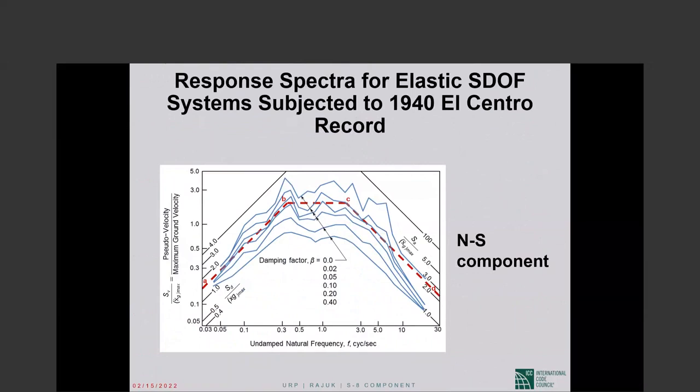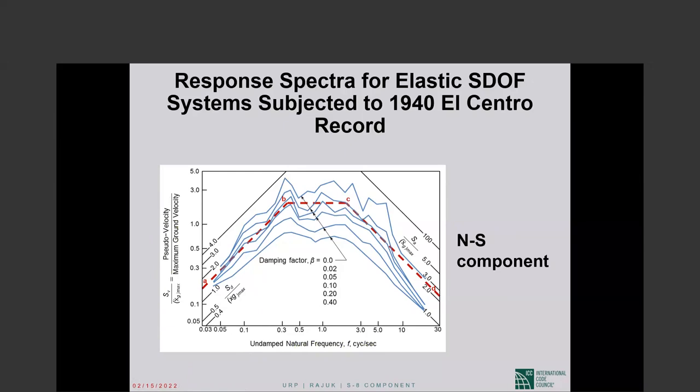Now, this is a plot directly taken from Professor Newmark's papers. So what he has done, because it is a Newmark plot, the x-axis now has the frequencies, not the periods. On the y-axis, it is spectral pseudo-velocity, except that it has been normalized with respect to the maximum ground velocity. So on the y-axis, we have numbers. Okay. So spectral pseudo-velocity divided by the peak ground velocity.